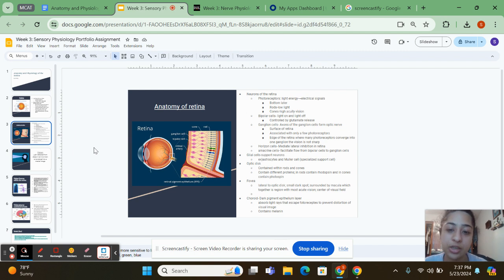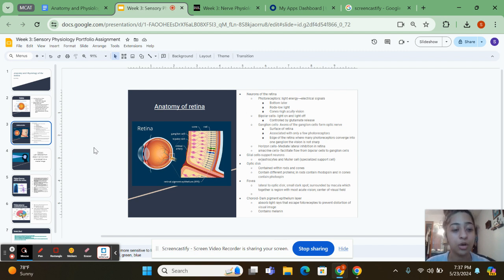Talking about the anatomy of the retina, there are five main types of neurons in the retina. The first one is called the photoreceptor, and this is what allows the light energy to turn into electrical signals, which is what I said before. It is on the bottom layer, touching the epithelial layer, which I'll talk about a little bit later on. The two types of photoreceptors are rods and cones.